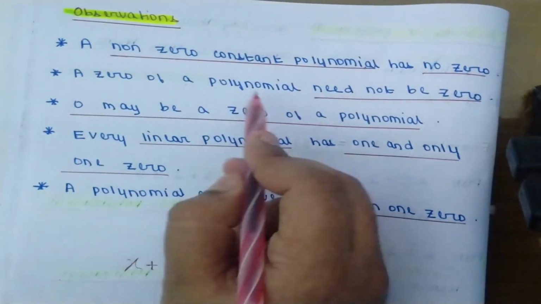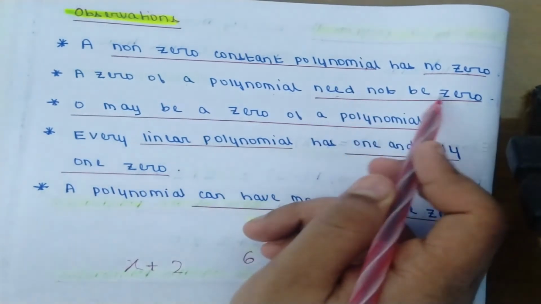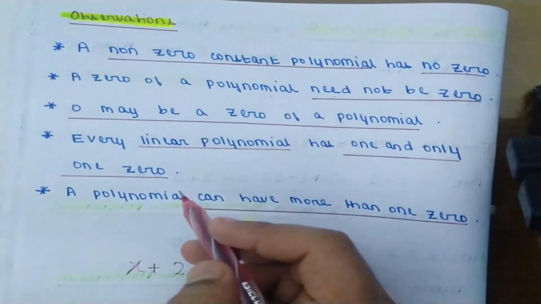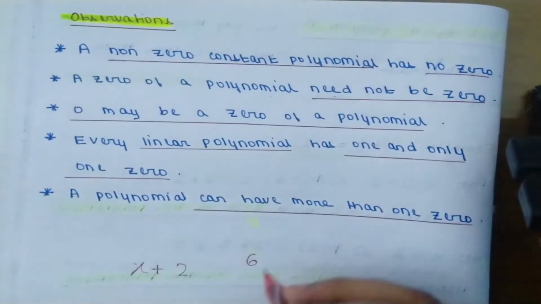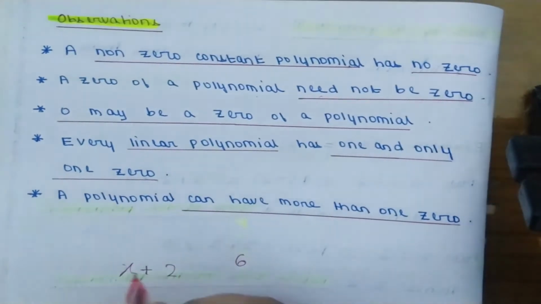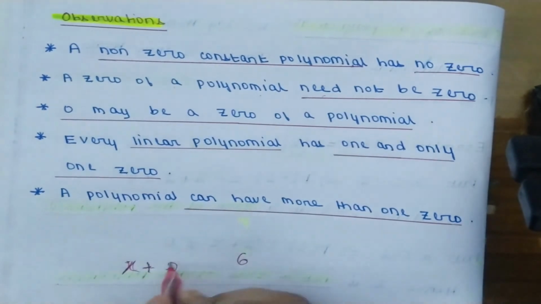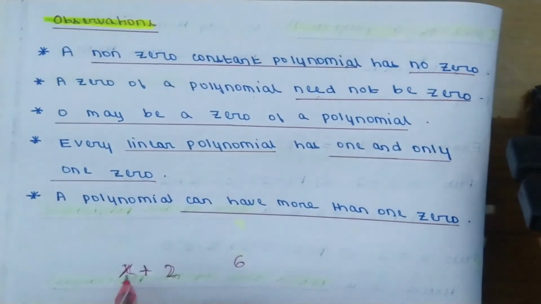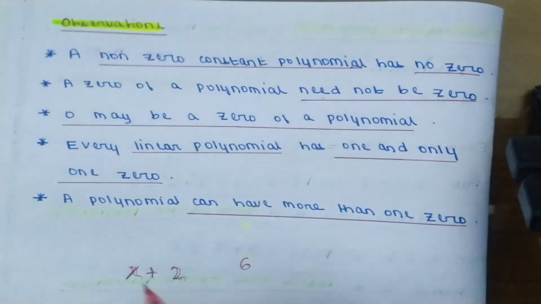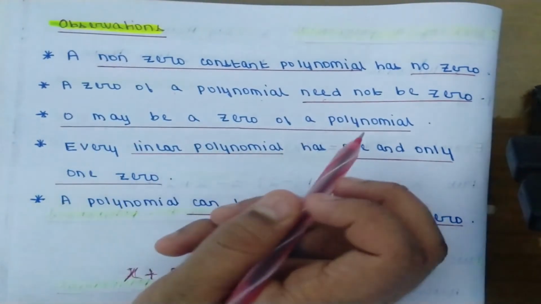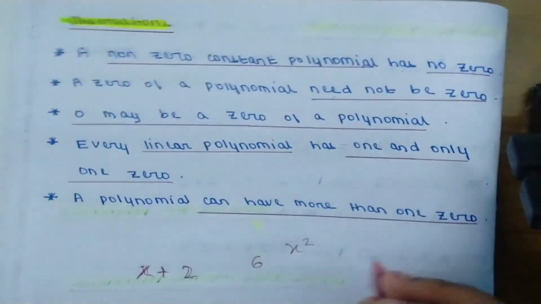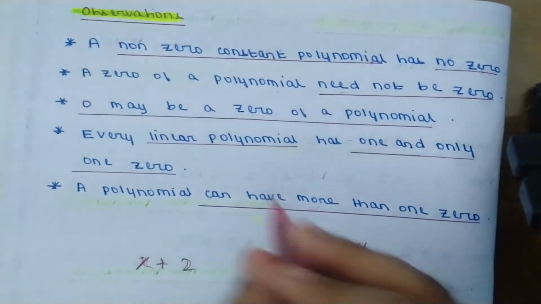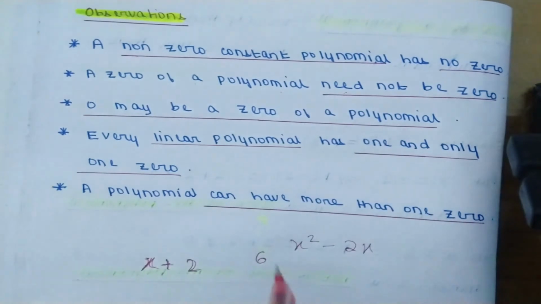A zero of a polynomial need not be 0. As we have seen, a polynomial can have zeros like 2, minus 2, anything but not 0. Like in this example, x plus 2, 0 is not a zero of the polynomial. Again, 0 may be a zero of a polynomial. So in the example x square minus 2x, 0 is a zero of the polynomial.